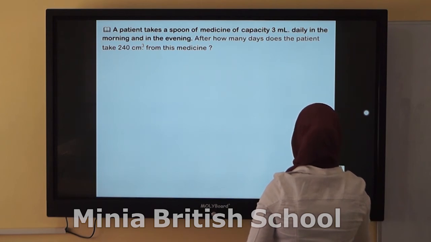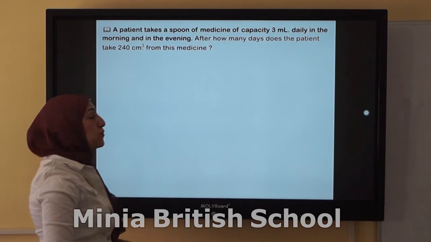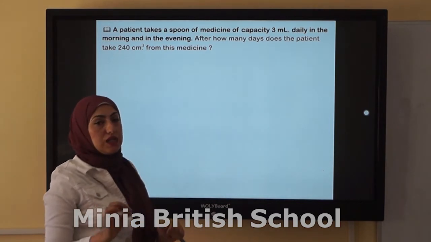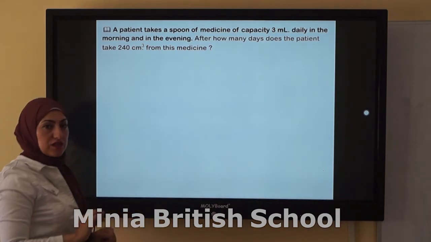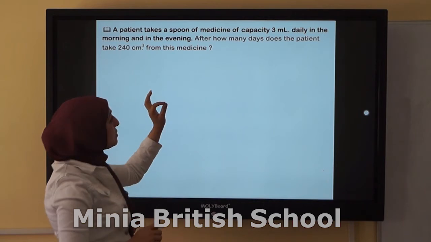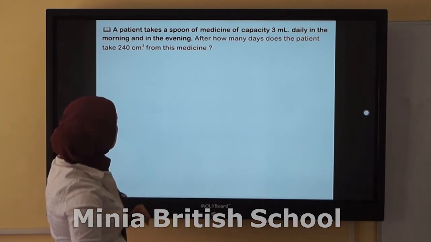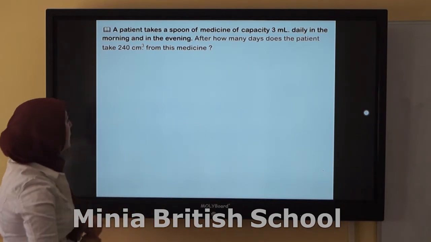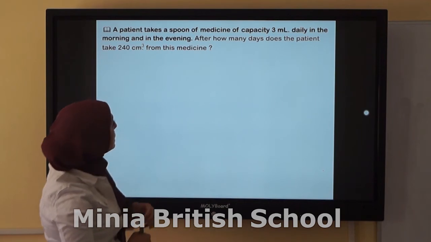The second one here. A patient takes a spoon of medicine of capacity 3 milliliters daily in the morning and in the evening. That means he takes 3 milliliters in the morning and 3 milliliters in the evening. After how many days does the patient take 240 cubic centimeters from this mixing?